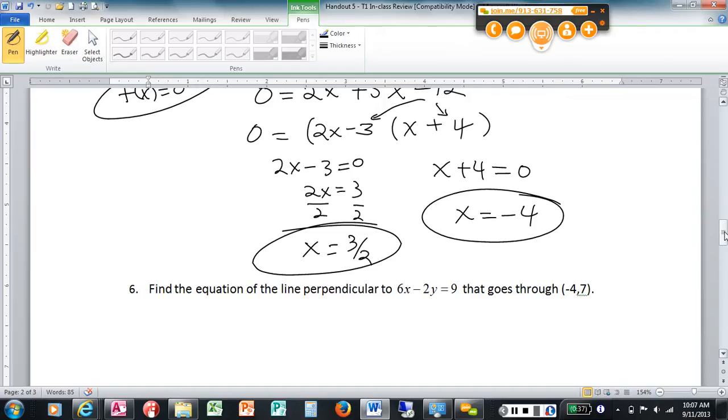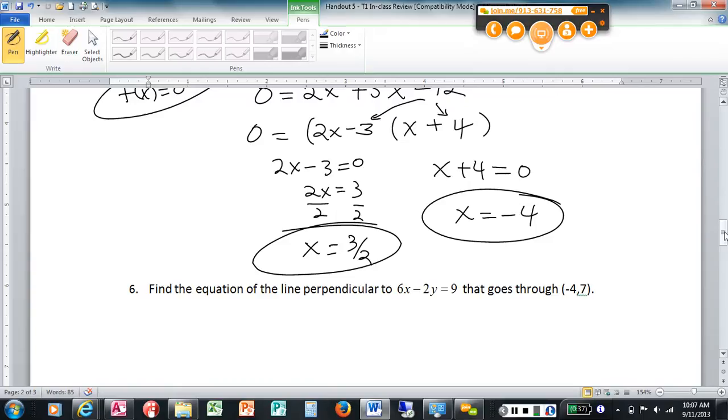Also talked about linear equations a little bit. And one thing we talked about was finding equations of lines. In this case, number 6: find the equation of the line perpendicular to 6x minus y equals 9 that goes through negative 4, 7.